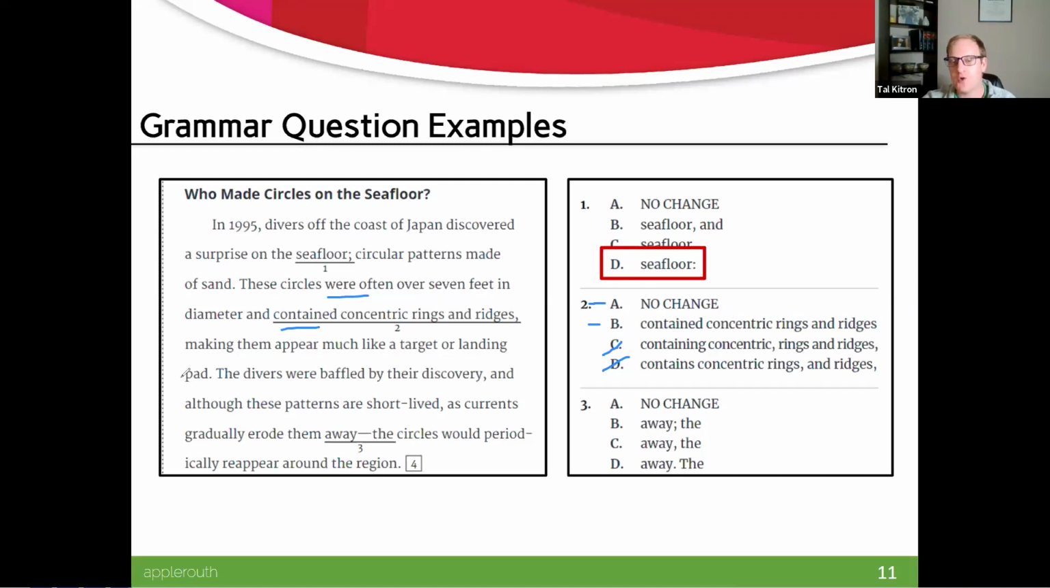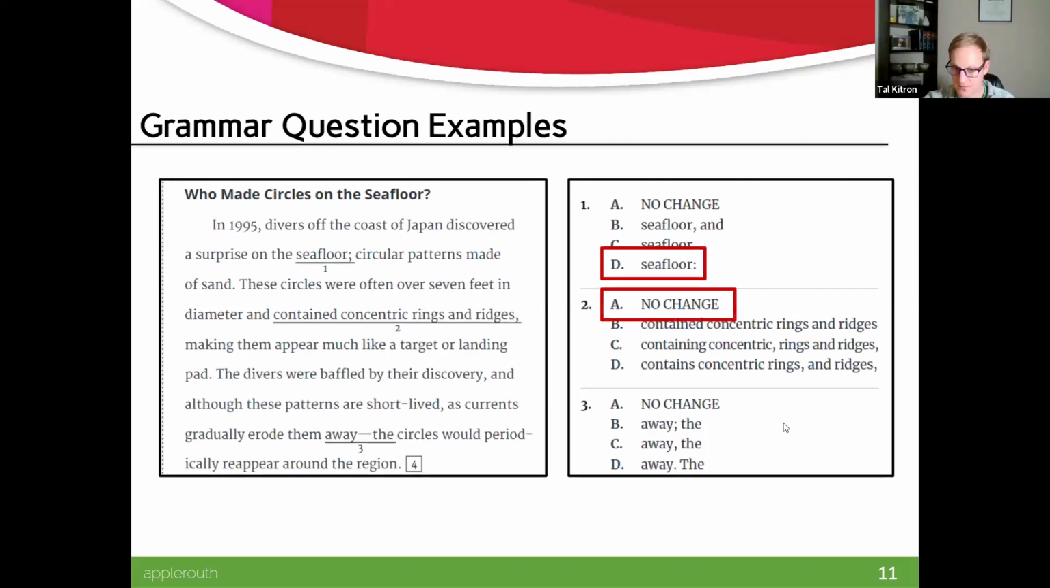These circles were often over 7 feet in diameter and contain concentric rings and ridges, making them appear much like a target or landing pad. If you extend the pause and it doesn't sound terrible, the comma is probably correct. So that one's A, no change. And then the last one, because semicolons are periods, right away we're crossing out B and D. Wonderful test taking trick. Because they're functionally identical and we can't have 2 correct answers, so boom, they're both wrong.